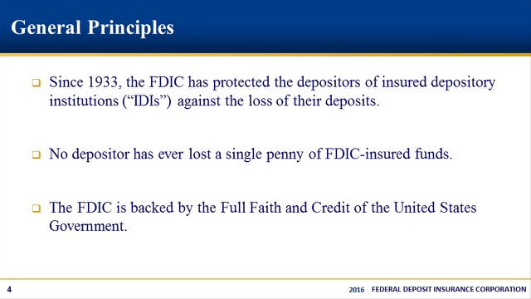Since its founding in 1933, the FDIC has protected depositors against the loss of their insured funds in the event of a failure of an FDIC-insured bank. As a result, in the long history of the FDIC, no depositor has ever lost a single penny of FDIC-insured funds. In addition to the Deposit Insurance Fund, the FDIC is backed by the full faith and credit of the United States government.